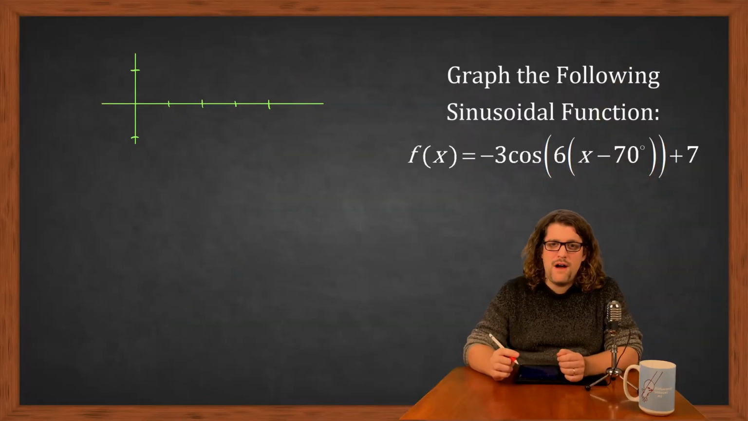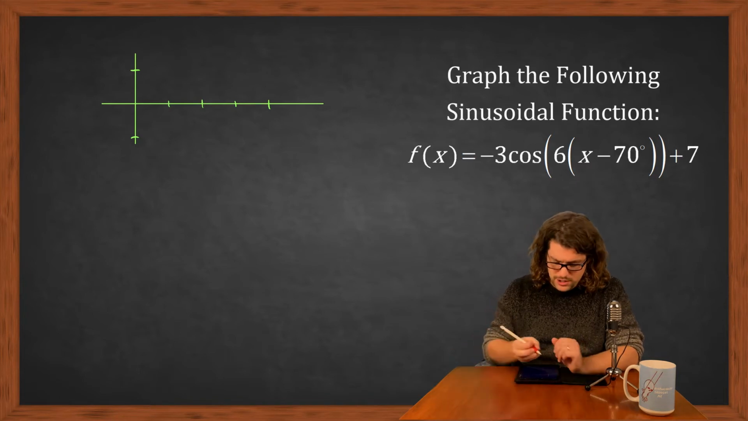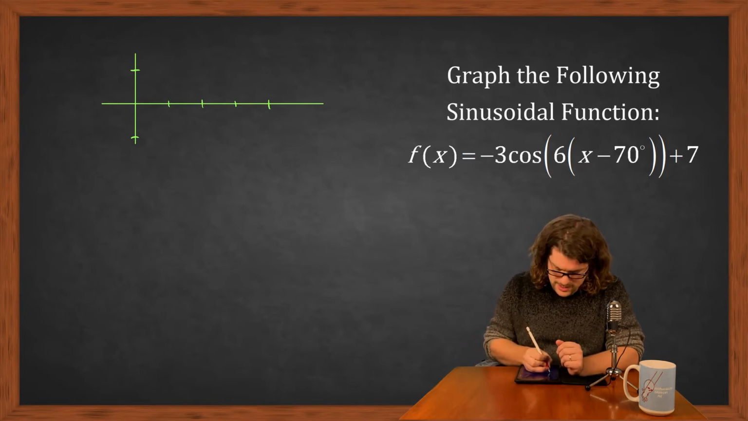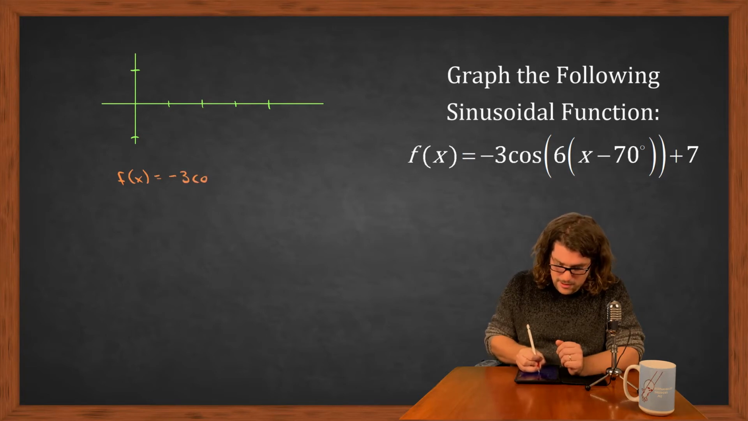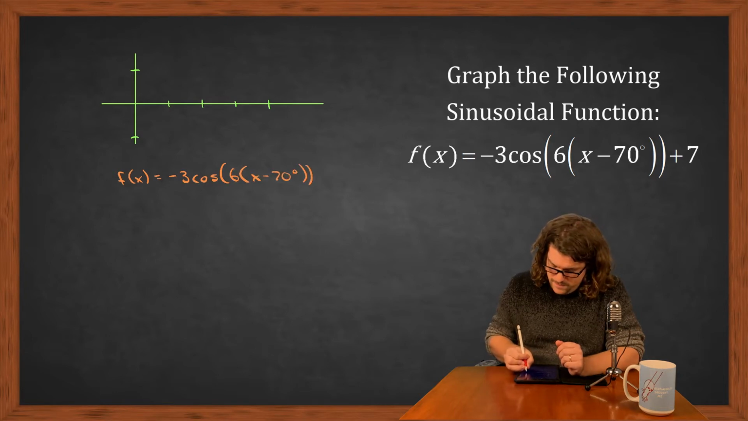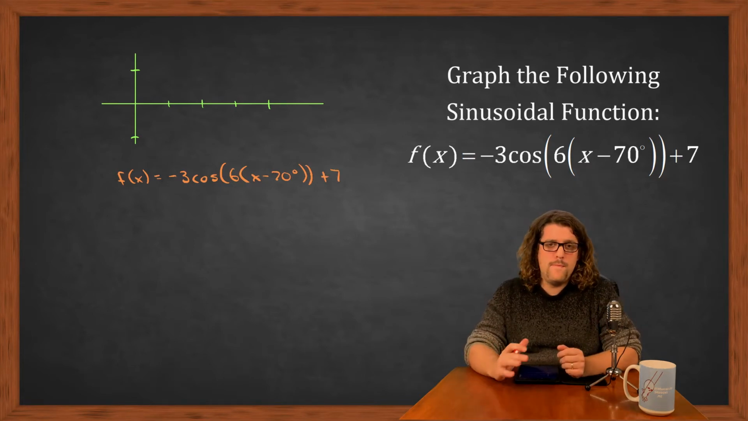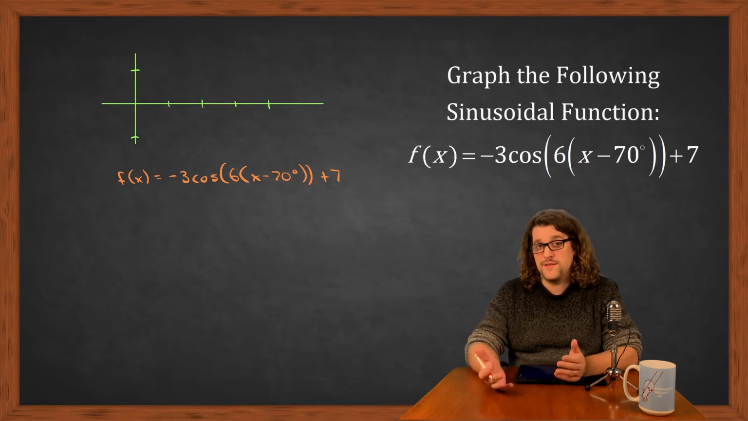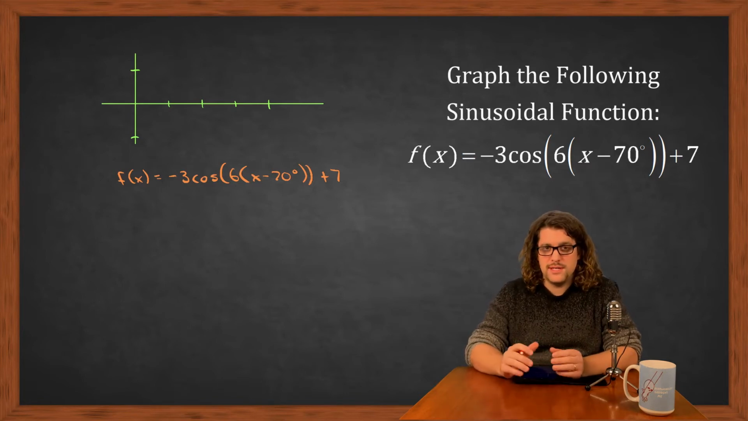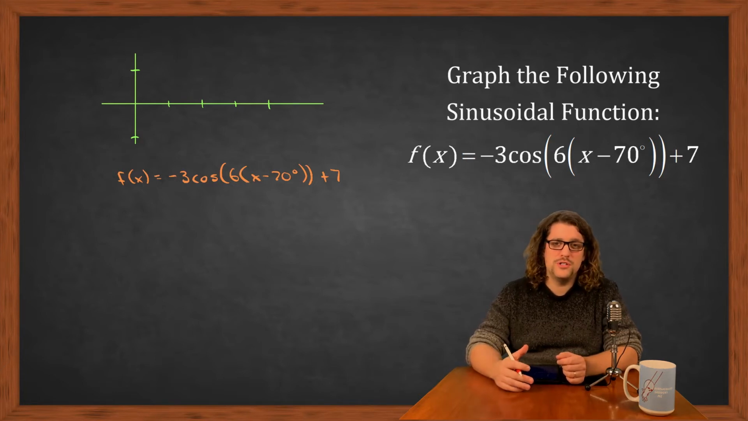Okay, so up above I have a negative cosine function actually. I'll write down what it is. That is f of x is equal to negative 3 cosine of 6 times x minus 70 degrees plus 7 at the end there. Okay, now if you've been following along and you've been doing transformations already, pretty much everything is identical, so that's going to be nice. One of the weird things is that we actually put in some different terminology.